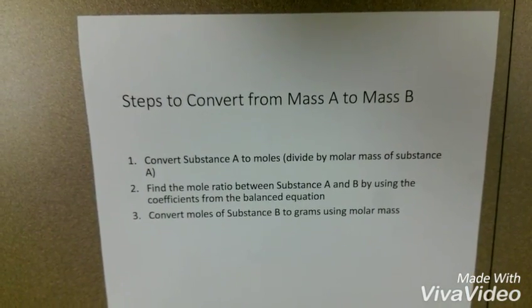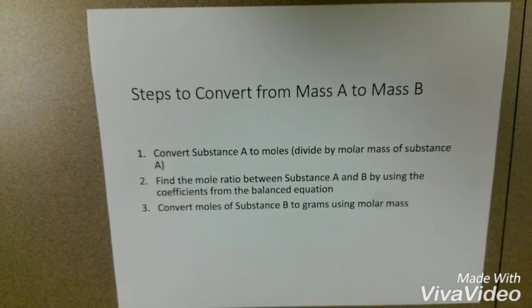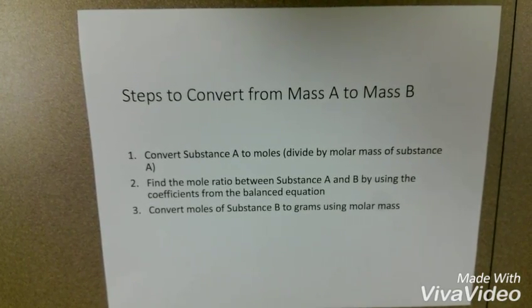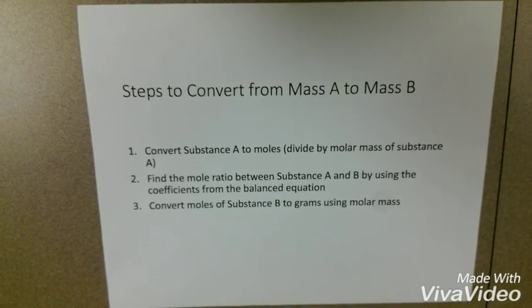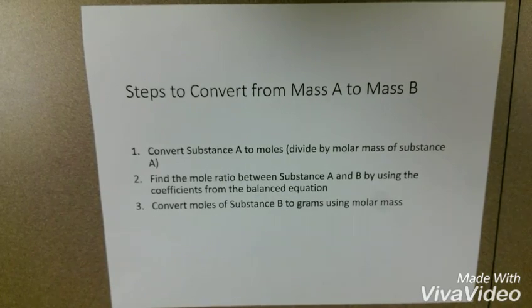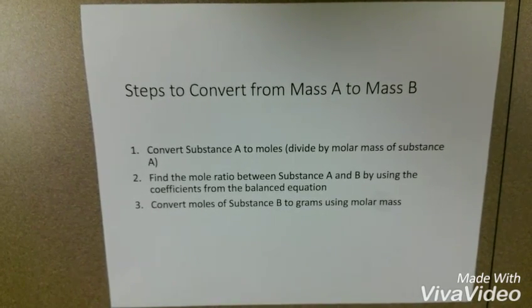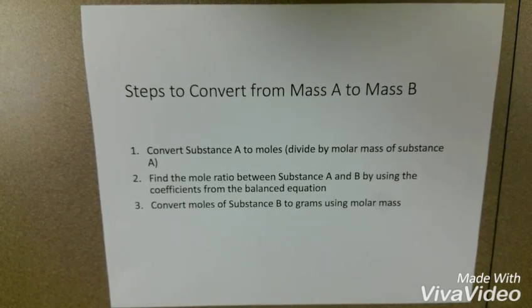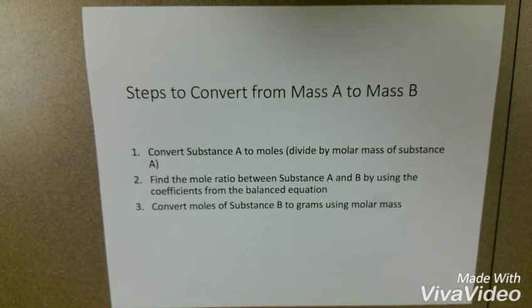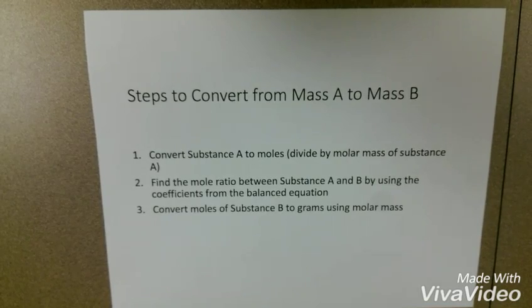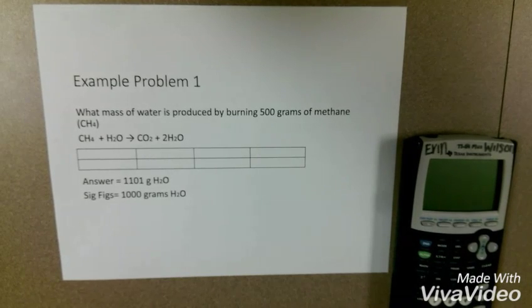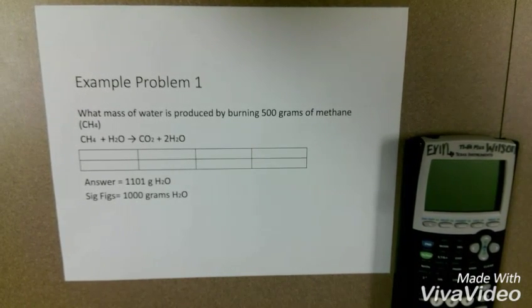To convert from the mass of one substance to the mass of another, first you have to convert substance A to moles. You do this by dividing by the molar mass of the substance that's found on the periodic table. Second, you need to find the mole ratio between the two substances by using the coefficients from the balanced equation. And lastly, you need to convert the moles of substance B into grams, again using your molar mass from the periodic table.